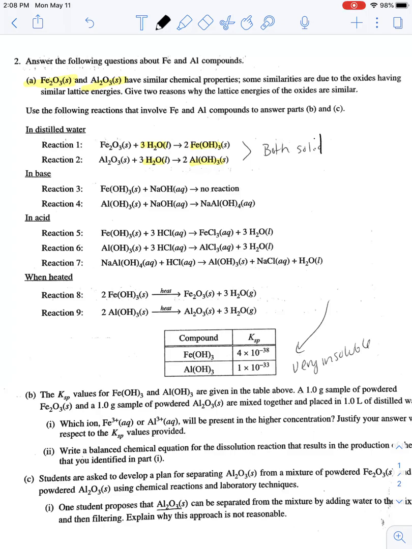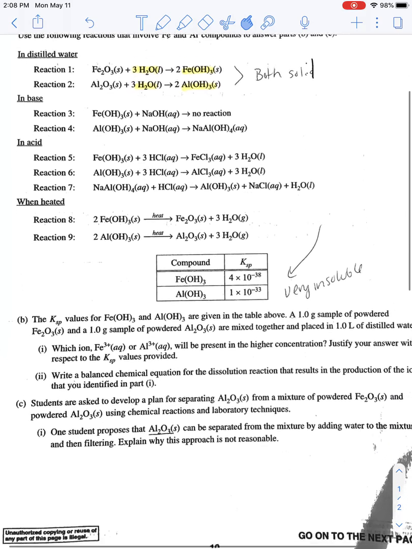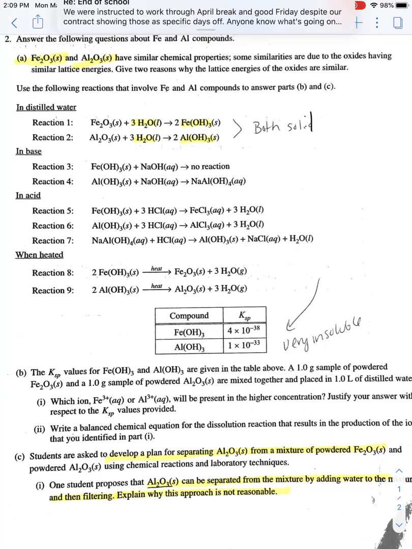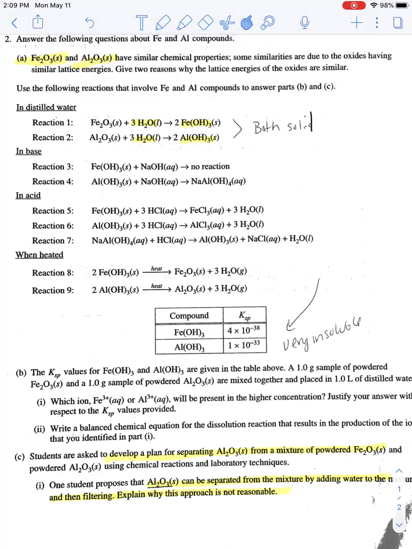If you were trying to separate them and you just added water and then tried to filter them, nothing would happen because both of the solids would be on the filter paper. So that's actually an answer to one of the questions down here. It says students are asked to develop a plan for separating those two components. One student proposes that Al2O3 can be separated from the mixture by adding water and then filtering. Explain why this approach isn't reasonable. Again, both are going to be on the filter paper, because nothing happens.